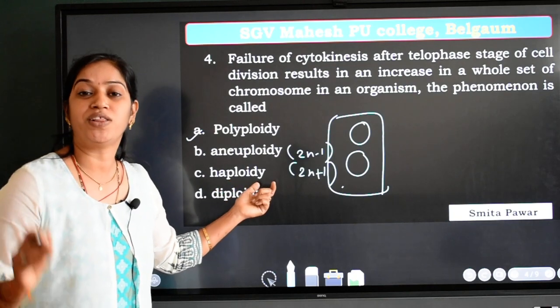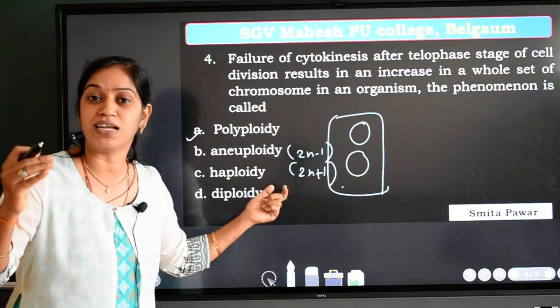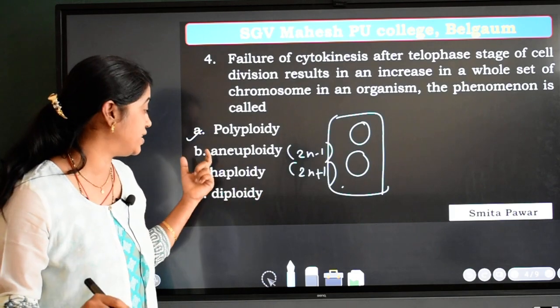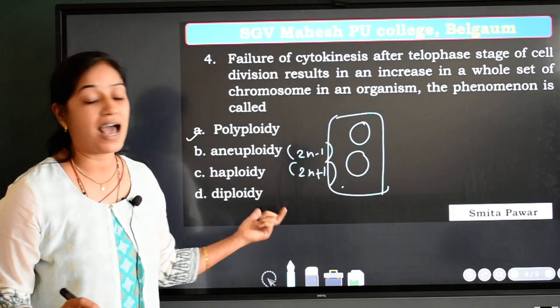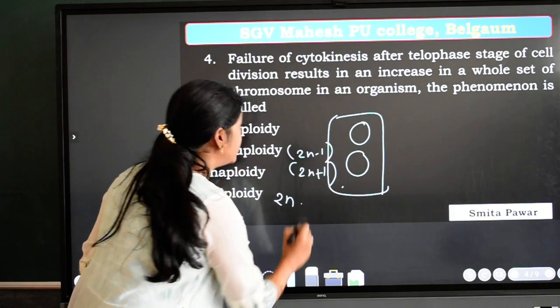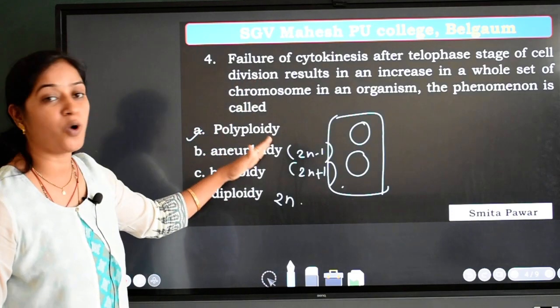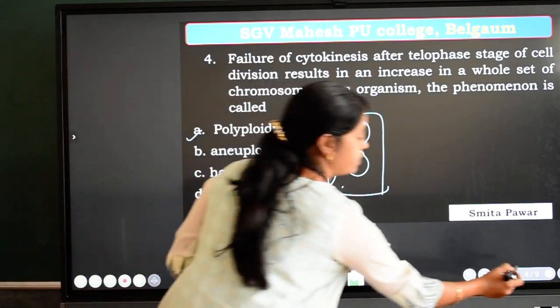Haploidy, you know, is when the diploid cell undergoes meiosis, it gives rise to one set of chromosomes, that is called haploidy, and diploidy is as it is, 2n. So the answer for this question is A, that is polyploidy. Next question.